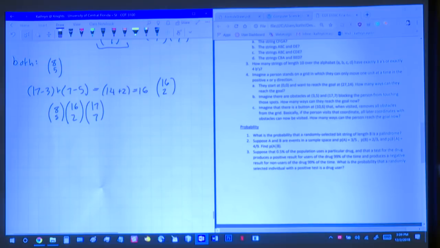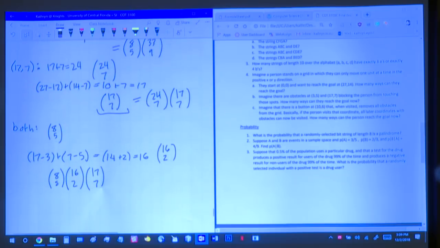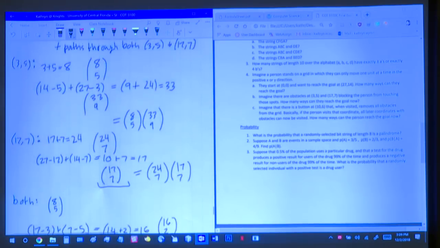So our total for B would be, let's see, 8 choose 5 times 33 choose 9, plus 24 choose 7 times 17 choose 7, minus 8 choose 5 times 16 choose 2 times 17 choose 7. Any questions about this part?